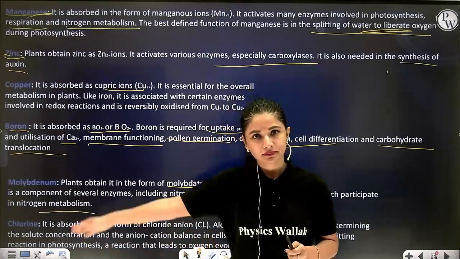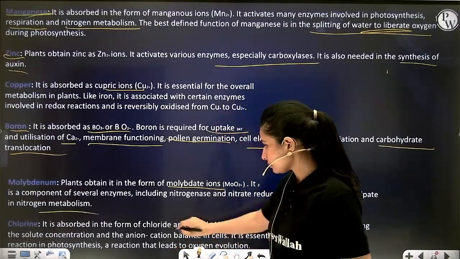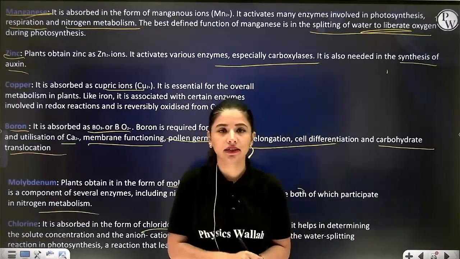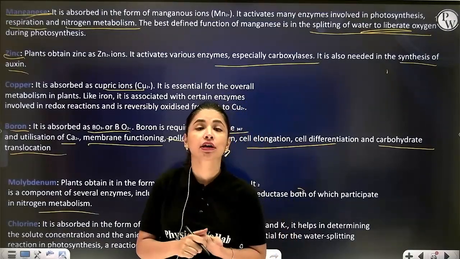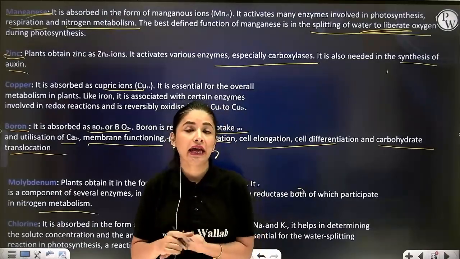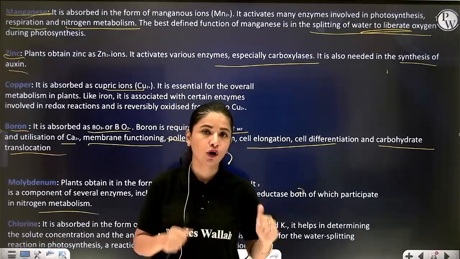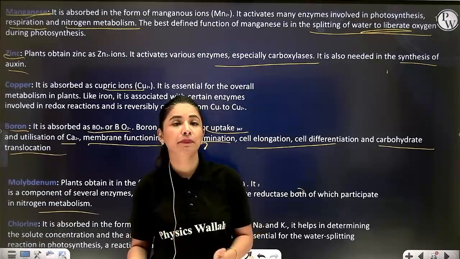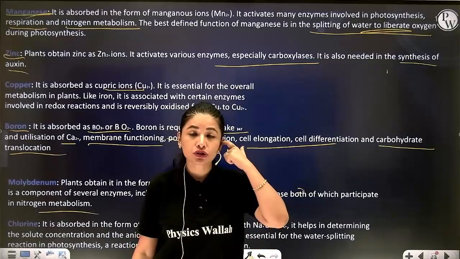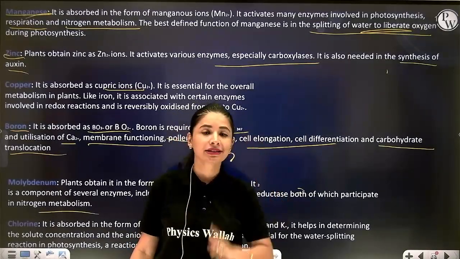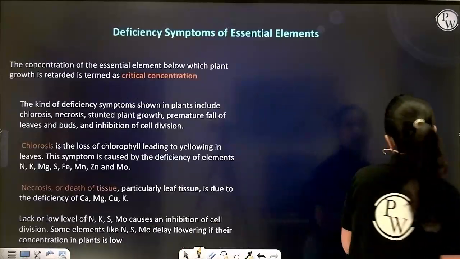Moving ahead, the next important element is chlorine. Chlorine is absorbed in the form of chloride ions, Cl minus ions, and it is one of the micronutrient trace elements which are required in specific quantity. They help in splitting of water. They also help in maintaining the osmotic balance. Along with potassium, they help in maintaining osmotic balance. They regulate the opening and closing of stomata, and they also make the oxygen evolving complex, same as manganese, and help in photolysis or splitting of water.